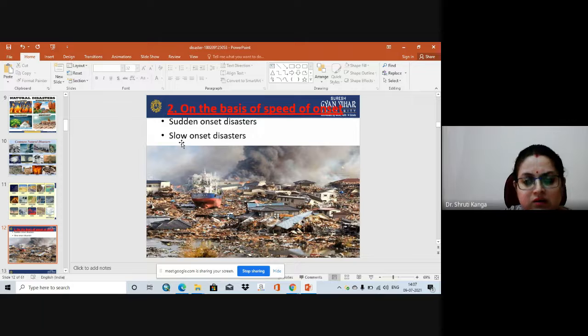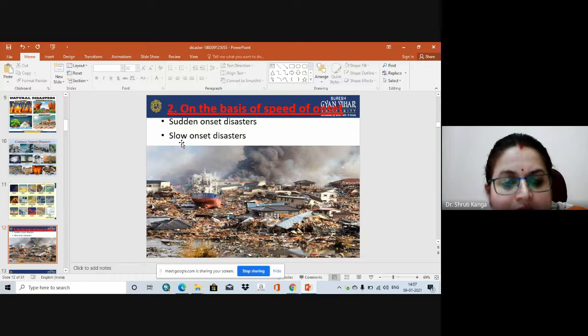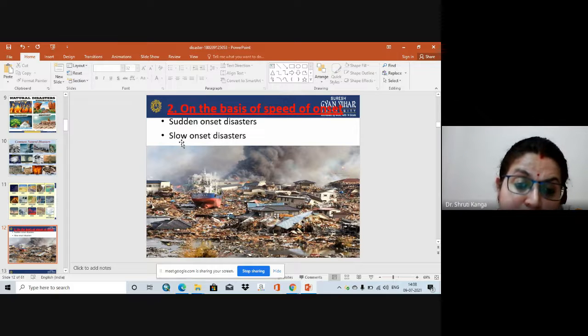For forest degradation, unless you are setting up a company or converting that forested area into some other land use or land cover, you cannot have that degradation take place. So if forest is converting from high to moderately dense due to pest infection or encroachment into the forest areas, that is again a slow kind of onset of different disasters. So on the basis of speed of onset, we have two types of disaster: one is sudden, one is slow onset.